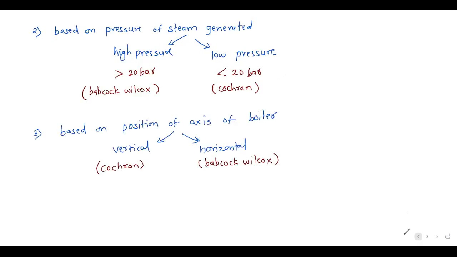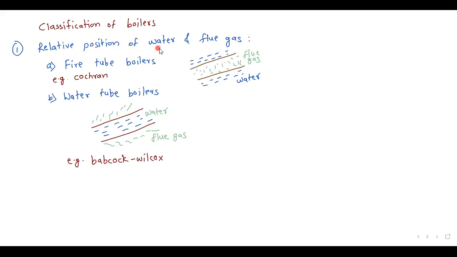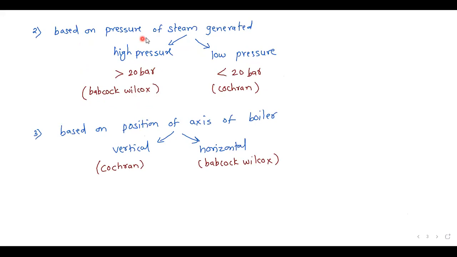So quickly we will revise this. First classification is based on the relative position of water and flue gases: fire tube boiler and water tube boiler. Then the next is based on the pressure of steam generated: high pressure and low pressure boiler. Remember the pressure range. If the steam produced is less than 20 bar, it is considered a low pressure boiler, and above 20 bar, a high pressure boiler.